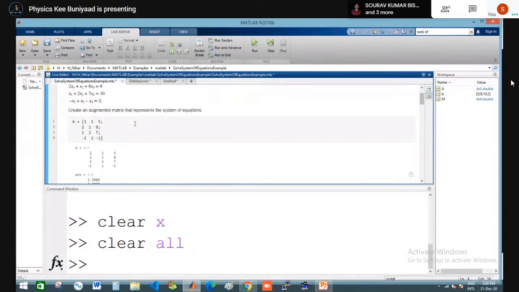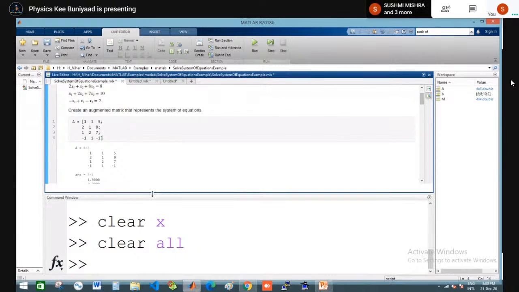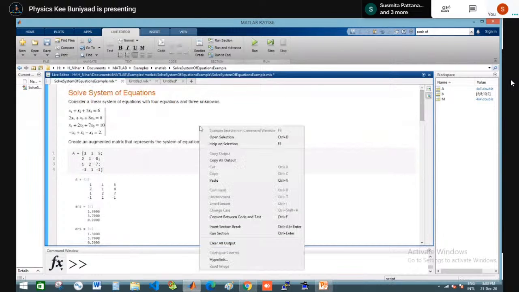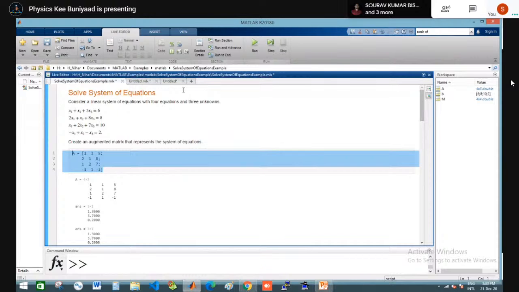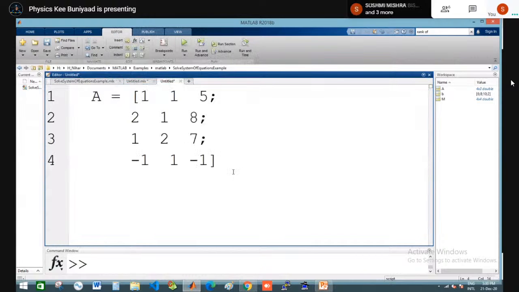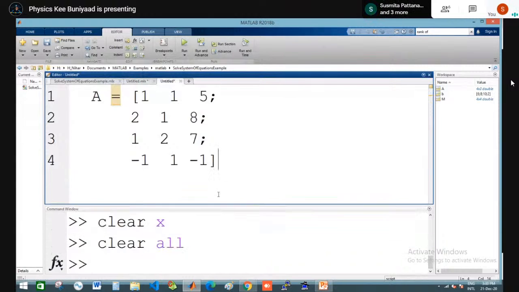Akhila, can you expand this? The font size is very small. Right. So the first row is for the coefficients of the first equation, the second row is for the coefficients of the second equation, and similarly the fourth row is the coefficients of the fourth equation.